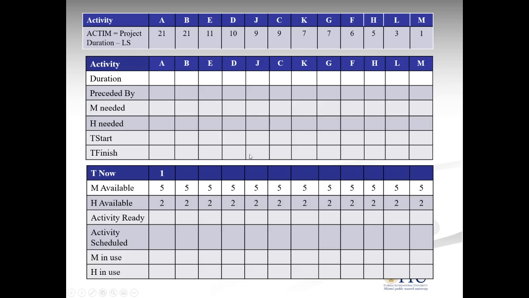Maybe if you would like to fill these on the schedule directly, that's fine. If you want to fill them here, that's fine too. T now, you know how we use T now, M available and H available will be given to you. Then which activities are ready, which activities can be scheduled. If we schedule these activities, how many M in use, how many H in use they will be, and make sure that these 2 values will be less than or equal to these 2.